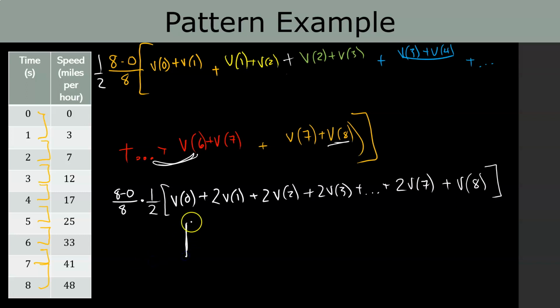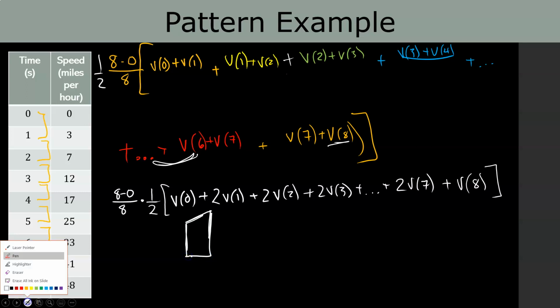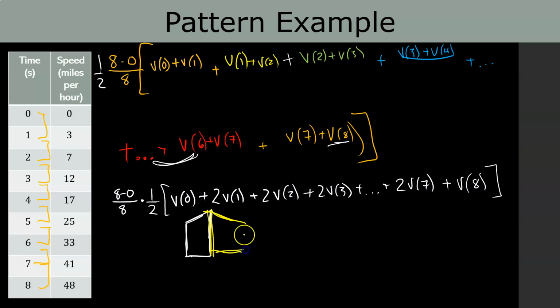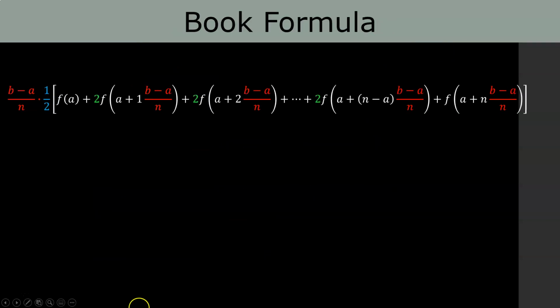Well, v of 0 and v of 1 are in that first trapezoid. And in that second trapezoid, you have v of 1 again, but on the right-hand side is v of 2. And for the third trapezoid, v of 2 is on the left, and then v of 3 is on the right. Every single interior input value is used twice, and just those endpoints are used once. So what's it going to look like in a book?